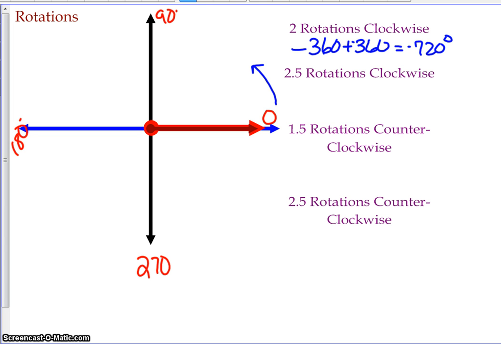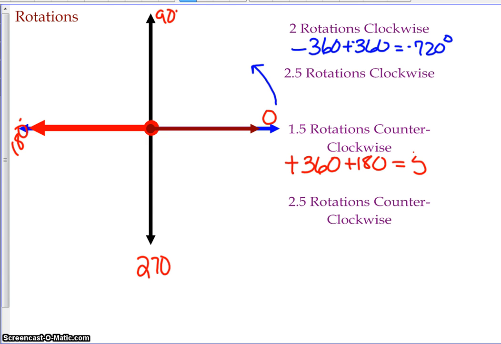Now let's do it counterclockwise, and that's usually the direction we go for our positive. Let's go 1 1/2 rotations. Here's 1 completely around, that was 360, and then a half would be over there at the 180. So here what we did is go 360, and then another 180.